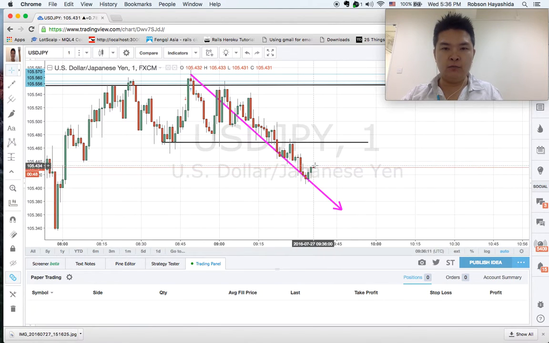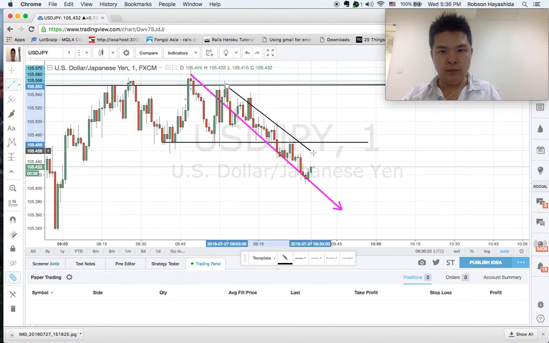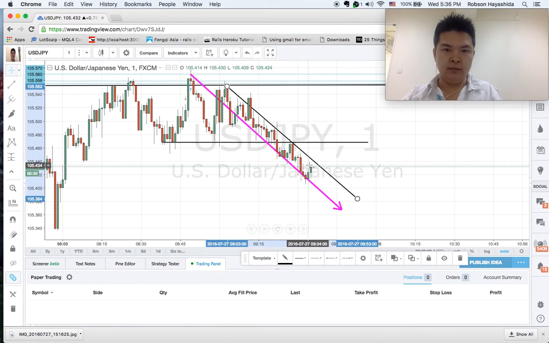So I would sell right now. Why? Because I'm trying to capture this retracement that's going on right here. Can you see? Now I'm drawing my resistance. So I can see my resistance here, okay? Something like this. So I'm going to look to sell around here, and I expect the price will go down, okay?